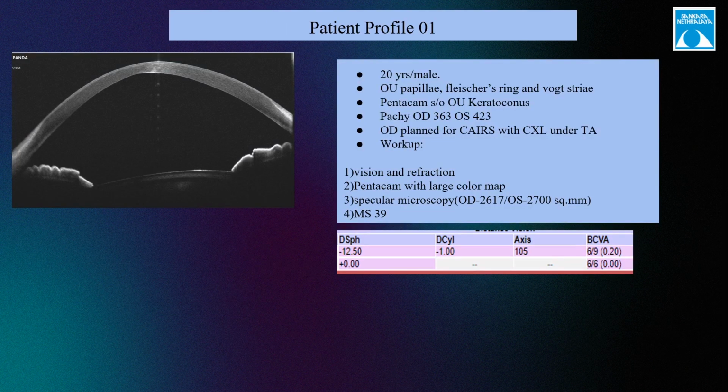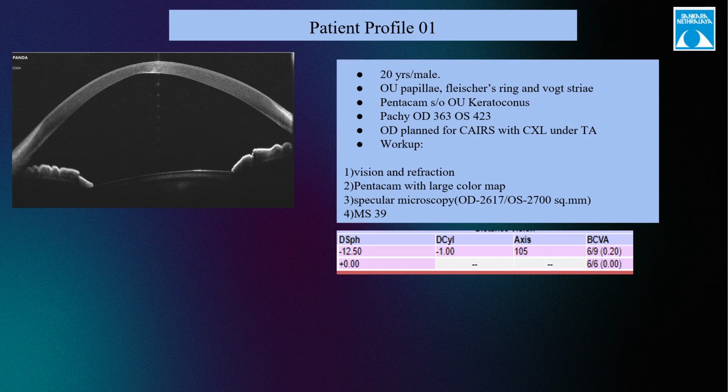Now we'll come to the patient profile. The first patient that I'll be describing is a 20-year-old male. In both eyes he was having papillae, Lescher's ring, and striae. The Pentacam was suggestive of keratoconus in both eyes. The pachymetry for the right eye was 363, for the left eye was 423. In the right eye, CAIRS was planned with CXL and the topical.